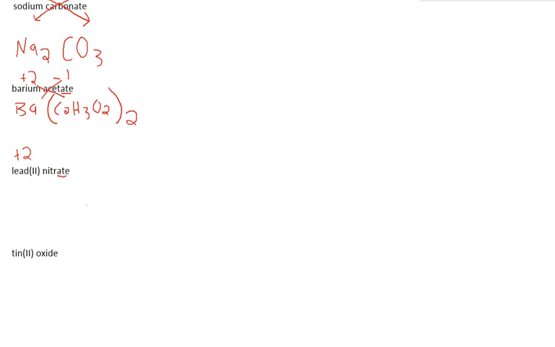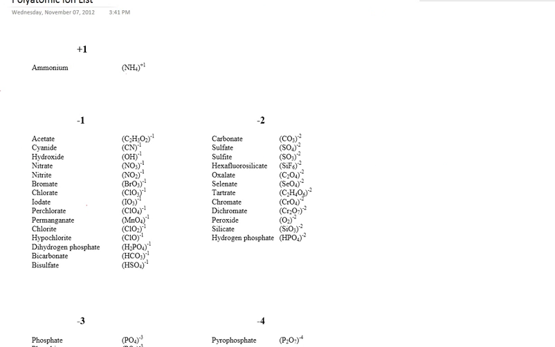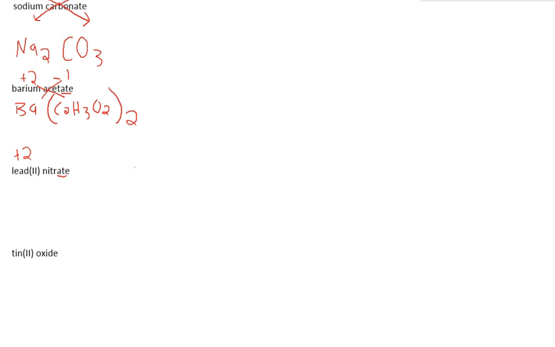Nitrate, ATE, going to be on your polyatomic ion list. We find it. It's NO3 and it's a -1. So now we just crisscross. Lead is Pb. It gets the 1, which we don't write. NO3 for nitrate, it's going to get a 2, so we know we need it in parentheses.